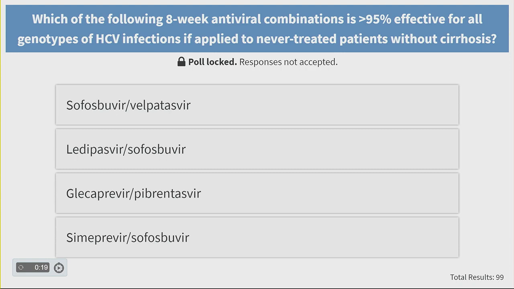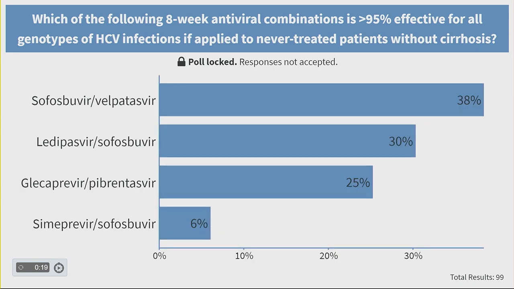All right. Let's see what the answers are. I think most people have looked up from their phones. There we go. Interesting. I mean, this is a confusing question, right? Because you have a lot of things going on: 8 weeks, which combination, and all genotypes. And so many of you probably heard all genotypes and went to sofosbuvir/velpatasvir.